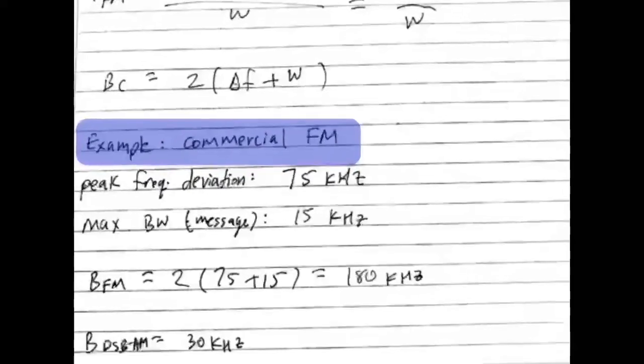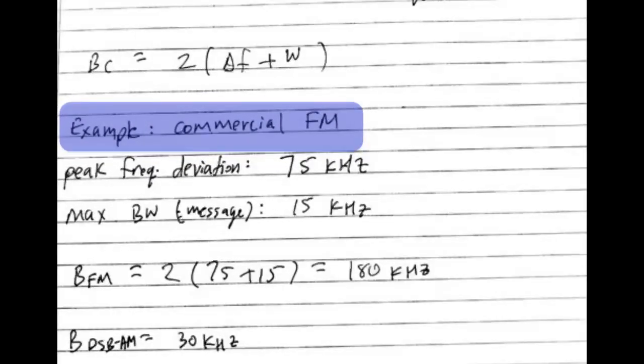Let's look at an example of commercial FM radio. The peak frequency deviation for commercial FM radio is 75 kilohertz. The maximum message bandwidth is given by 15 kilohertz. Then Carson's rule gives us that the bandwidth of commercial FM radio is 180 kilohertz.